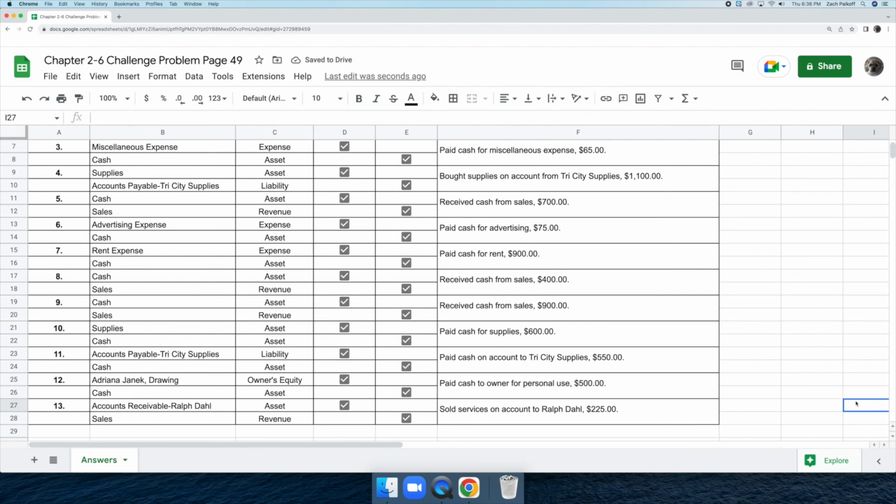All right, so that is the end of the 2-6 challenge problem.